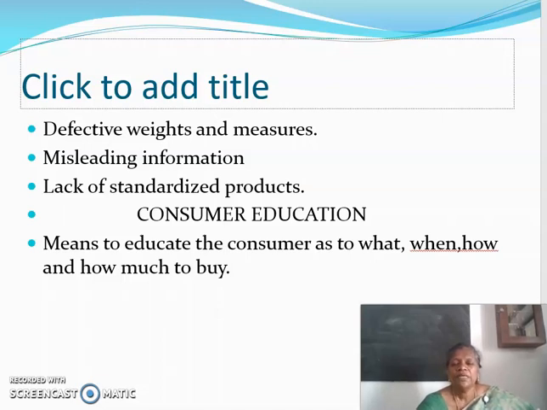Next one is lack of standardized product. What is a lack of standardized product? Standardization means they are setting a mark for the product. For example, ISI mark or AGMARK, wool mark, eco mark, or now the latest, silk mark. For silk sarees, we have a silk mark, as well as for jewelry items we have a hallmark. That is called a standardized mark.